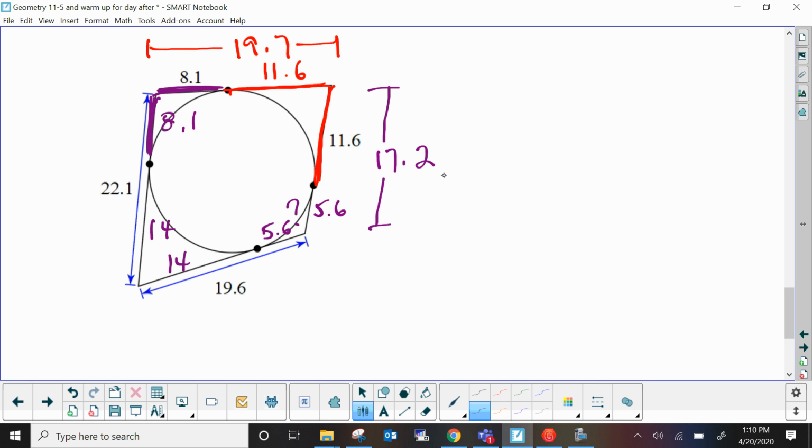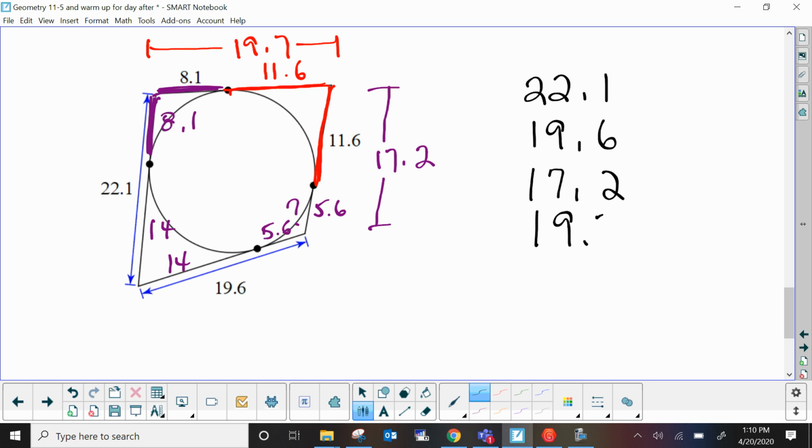So I now have all 4 sides. So now I can find the perimeter by adding up all 4 sides. So I will be adding 22.1, the 19.6, the 17.2, and the 19.7. I did not pull up my calculator, so I'm going to do this old school.